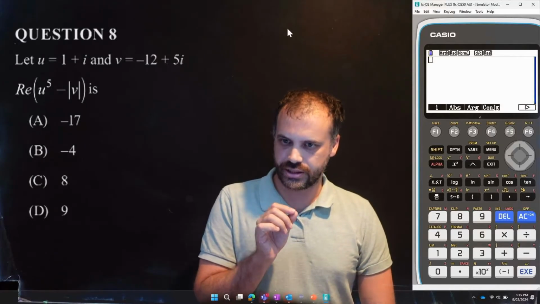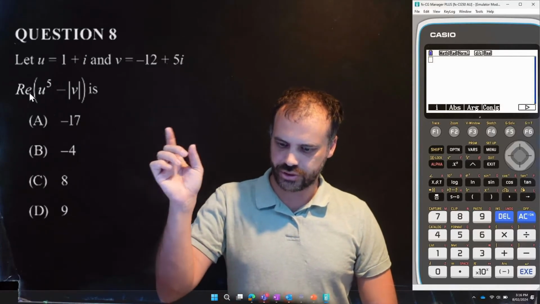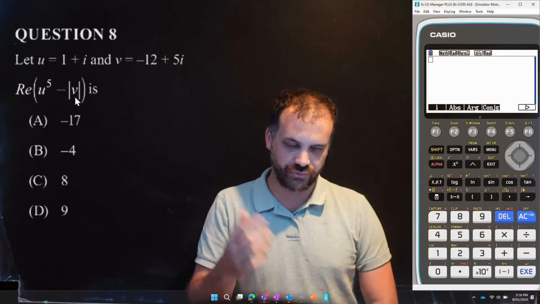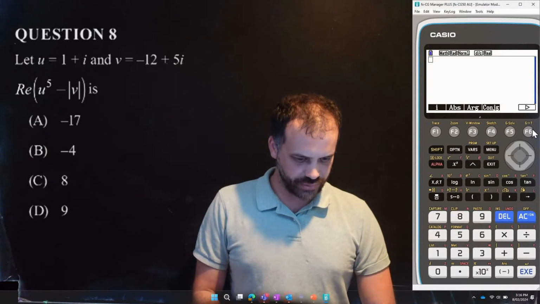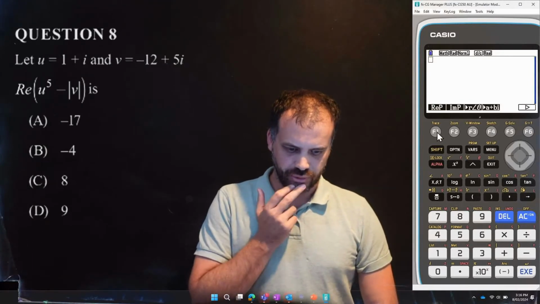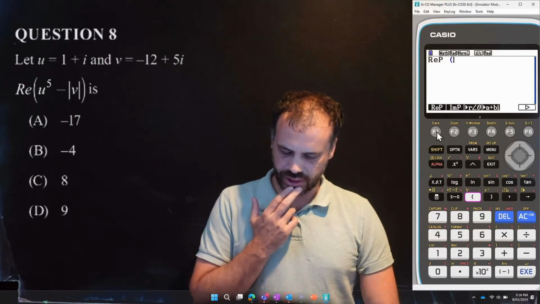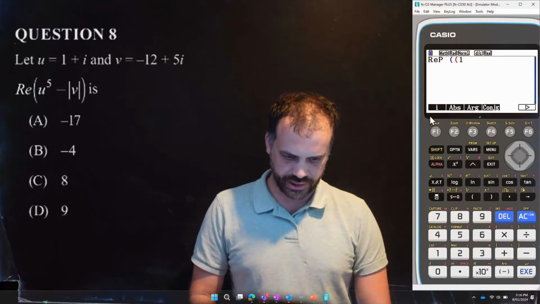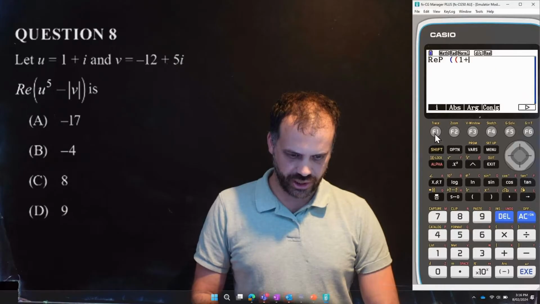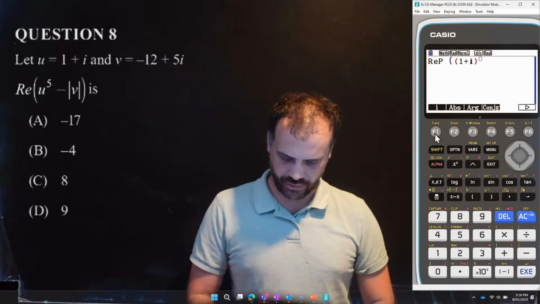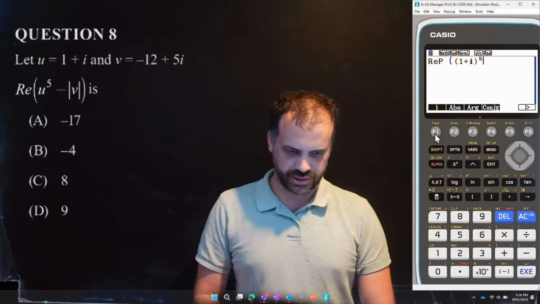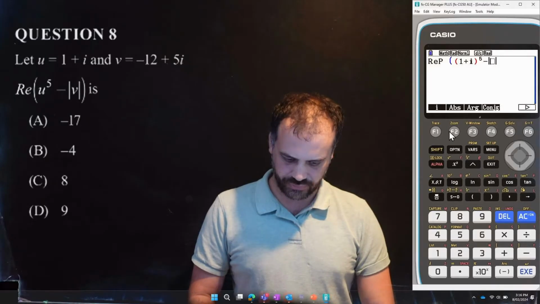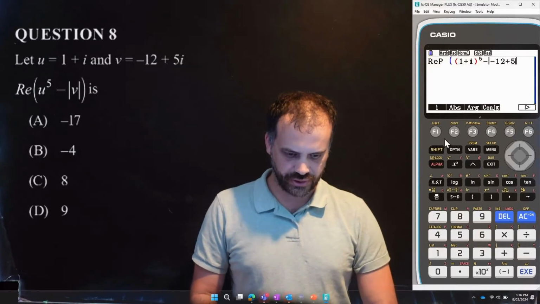Now, our question is asking us, look over here, the real component of u to the 5 minus the magnitude of v, or the absolute value of v, however you want to say it. All right, so arrowing across, we can do this whole thing. The real component of, and what do we want? We want u to the 5. Now, u to the 5 is, I'm going to put this in brackets, 1 plus, and then I'm going to press this i, and then I'm going to raise that to the power of 5, and then I'm going to subtract the absolute value of negative 12 plus 5i.